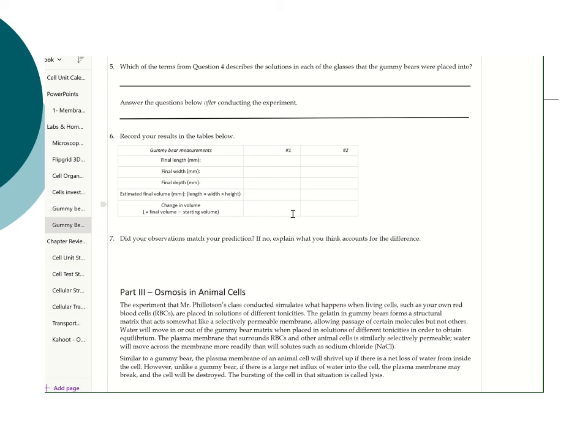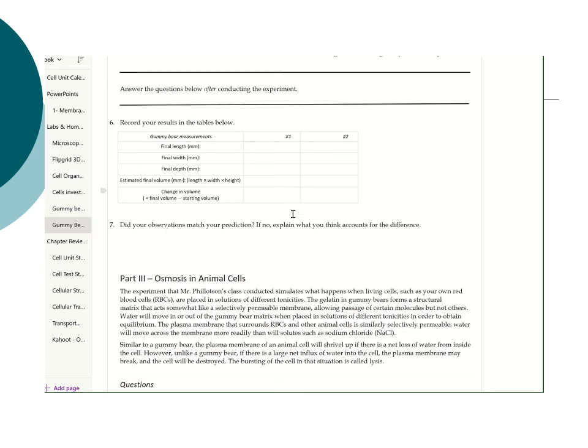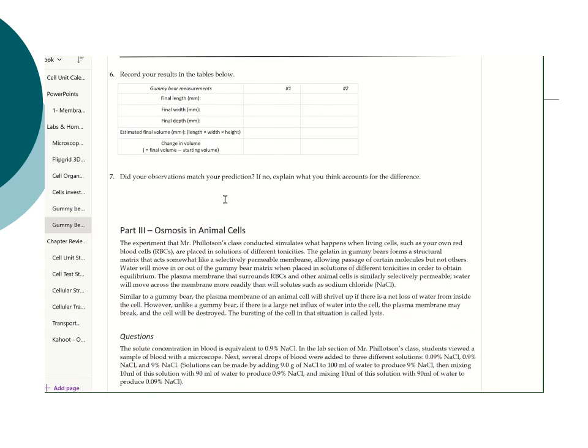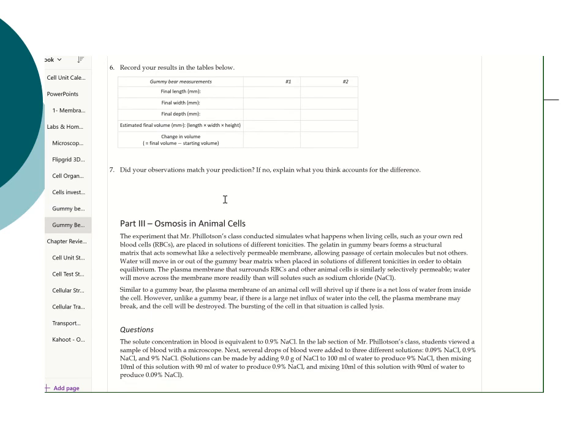Now, you may have one gummy bear that's so large, it's slippery and slimy and difficult to measure. Do the very best you can with that gummy bear. Again, the best you can at measuring. Then answer the question, did your observations match your prediction? If no, explain what you think accounts for the difference.